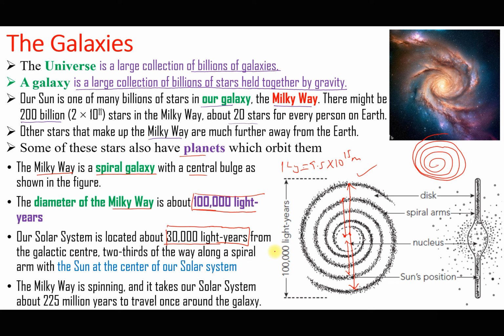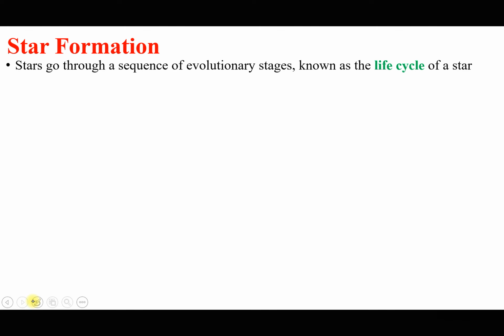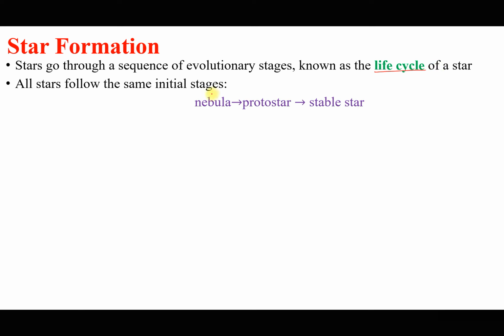Let's talk about the stars again. Let's talk about star formation. How are stars formed? Stars go through a sequence of evolutionary stages, which we shall call the life cycle of a star, and all stars follow the same initial stages. That is, the first three stages are: a star starts as a nebula.